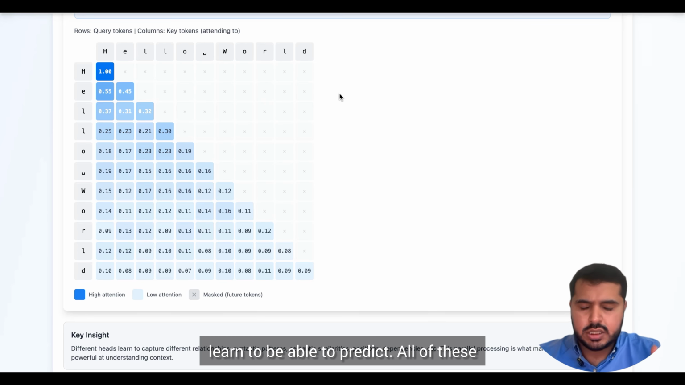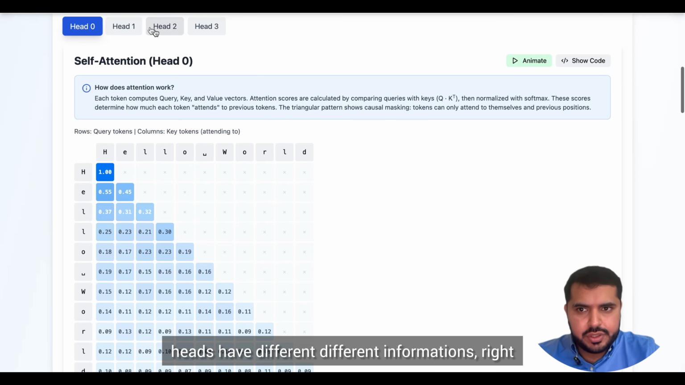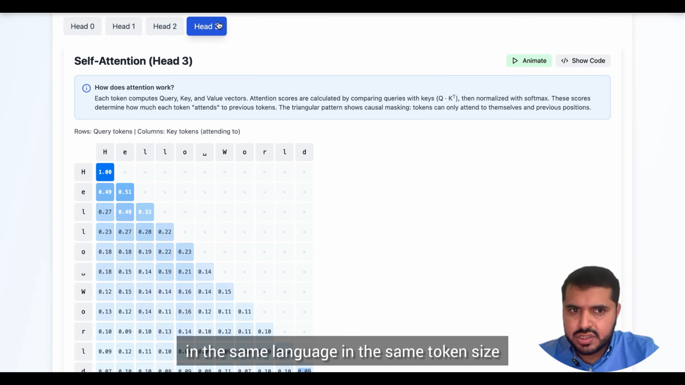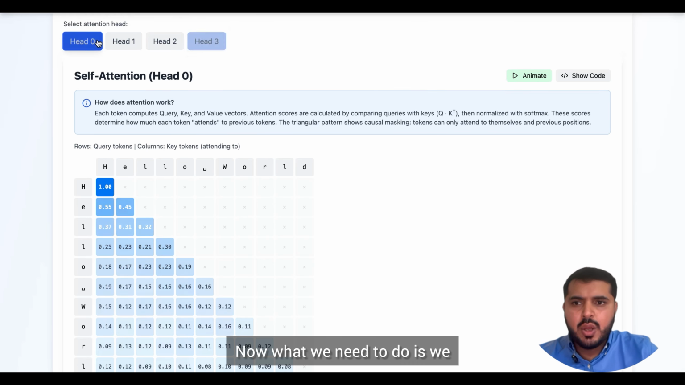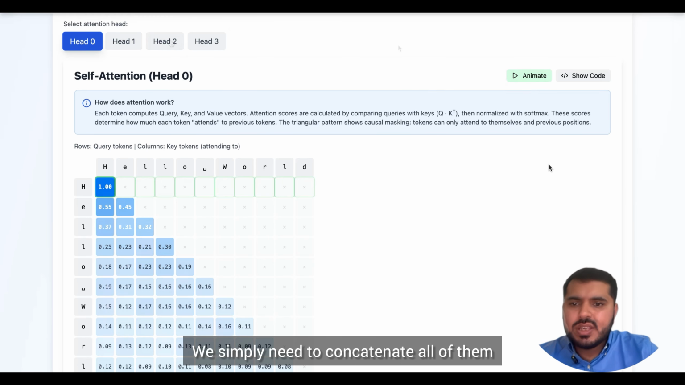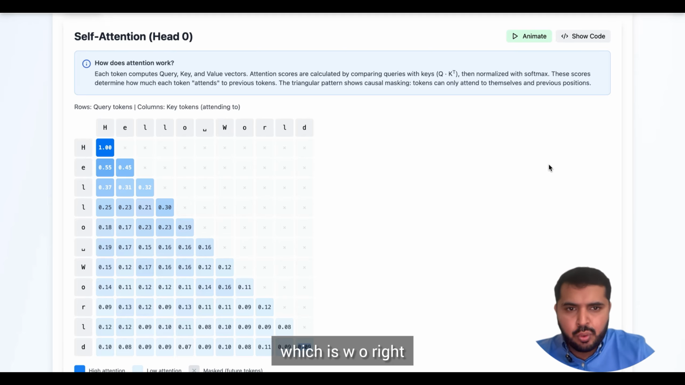So all of these heads have different information, right? The same language in the same token size. Now what we need to do is simply concatenate all of them. Once we concatenate them, we will produce a concatenated output, and that will get multiplied with a projection matrix, which is WO, right?